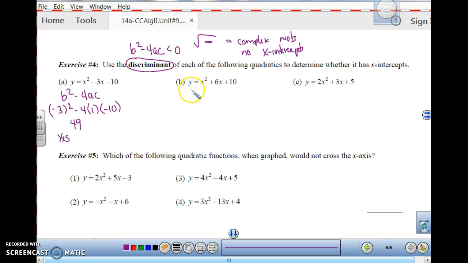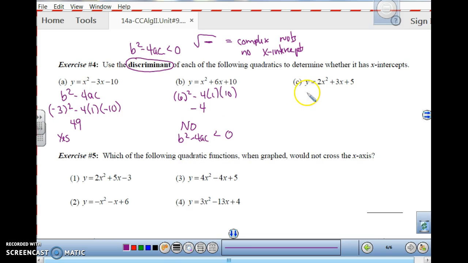Okay, let's try this one. If we did b squared, it's going to be 6 squared minus 4 times 1 times 10. This is going to be 36 minus 40, which is negative 4. So is this going to have x-intercepts? No. b squared minus 4ac is less than 0. So that is not going to have any x-intercepts. If I were to graph this, it will not cross the x-axis. This one will not.